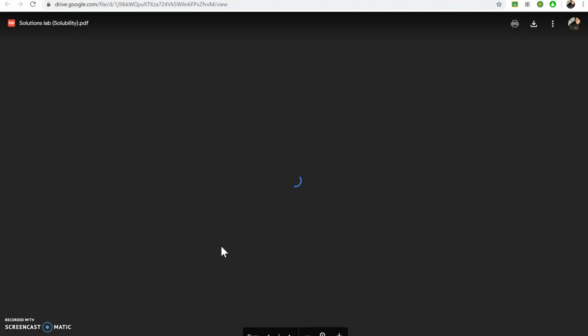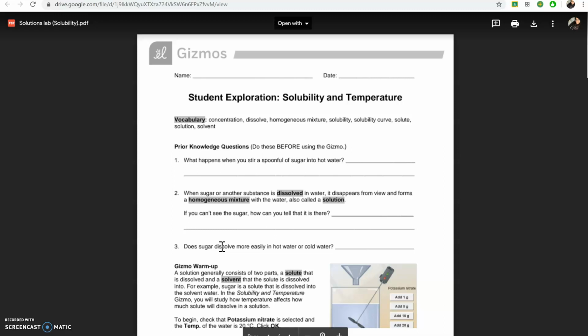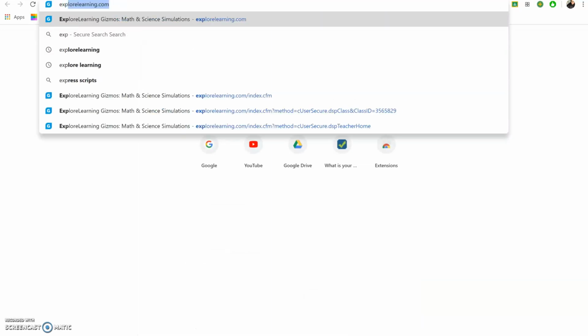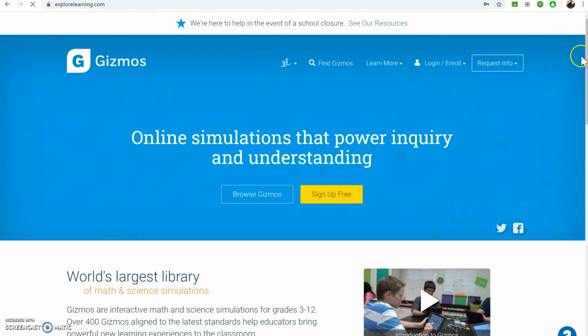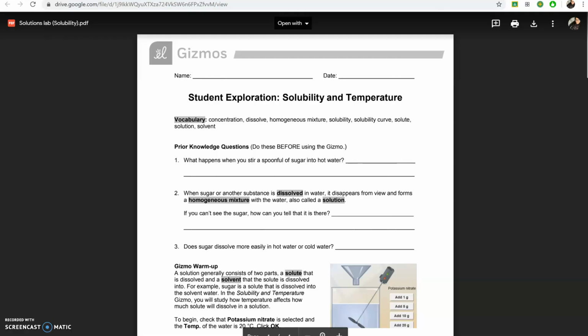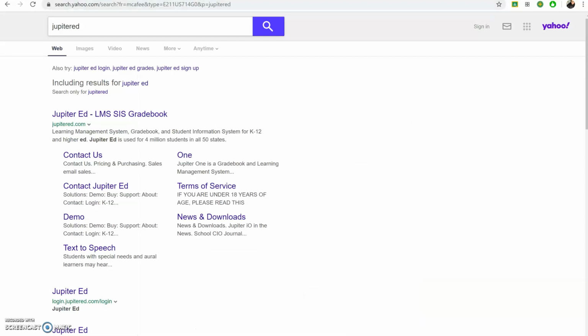So if you go into solubility and temperature lab, all you have there is the Gizmo PDF. So what you need to do is go into Explore Learning. You're going to have to log in and enroll, and I will send you a class code. Once you do that, you will see that solubility and temperature has already been added to your period, and then you can go ahead and start that one.